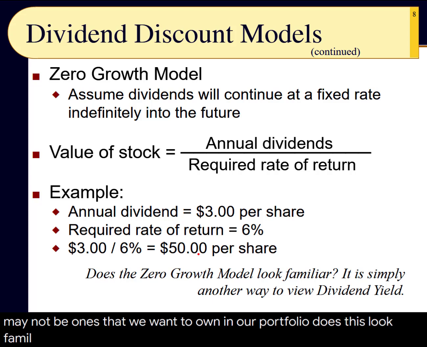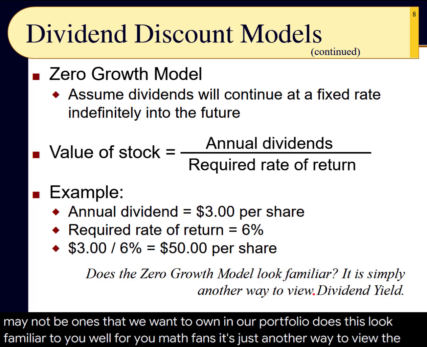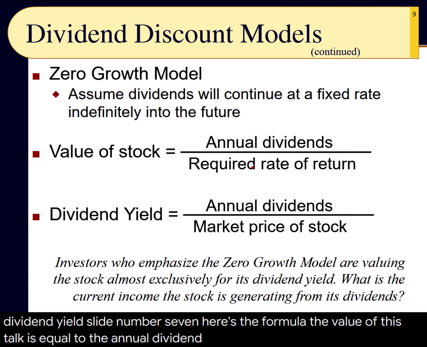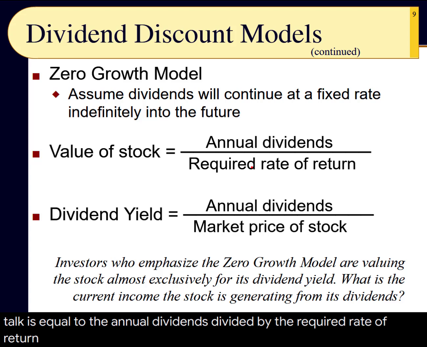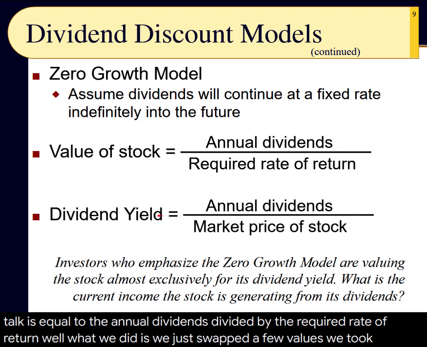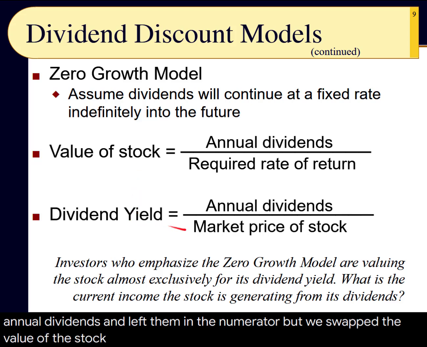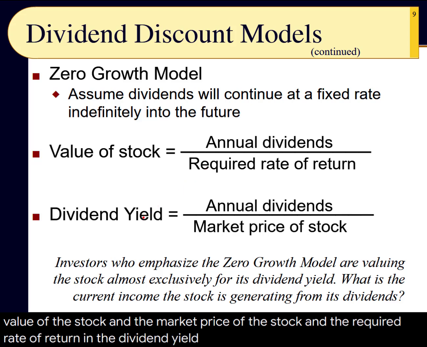Does this look familiar to you? Well, for you math fans, it's just another way to view the dividend yield. Slide number 7. Here's the formula. The value of the stock is equal to the annual dividends divided by the required rate of return. Well, what we did is we just swapped a few values. We took the annual dividends and left them in the numerator, but we swapped the value of the stock and the market price of the stock and the required rate of return in the dividend yield. So it's just another way of looking at dividend yield.